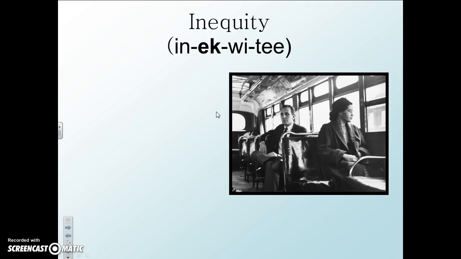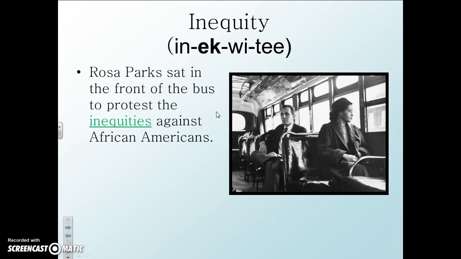Next, inequity. Rosa Parks sat in the front of the bus to protest against the inequities against African Americans. You all know the story of Rosa Parks and how she was fighting against the unfair treatment of Black Americans. So inequity must mean an injustice or something unfair, an unfairness. So the Jim Crow laws of the South before the 1950s were inequities in American society.